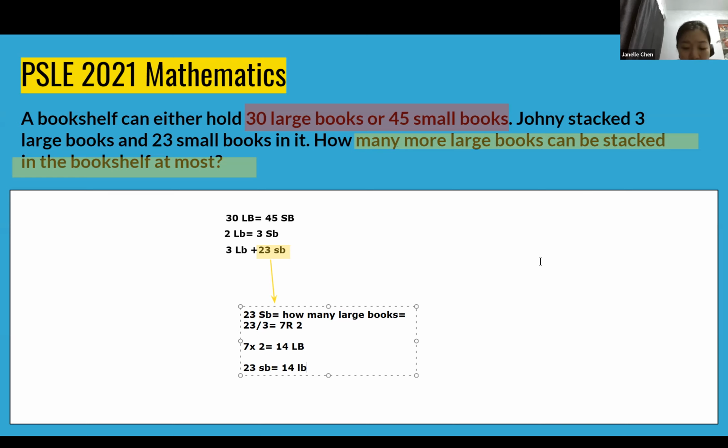So that means the current shelf, currently on the shelf, there's 14 plus 3, 17 large books. The question at the start tells us that it can hold 30 large books. So it will be able to hold 30 minus 17 large books. So it's a total of 13 large books that can be held, at most.